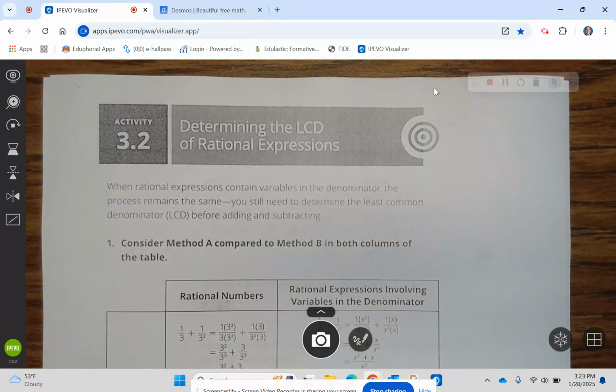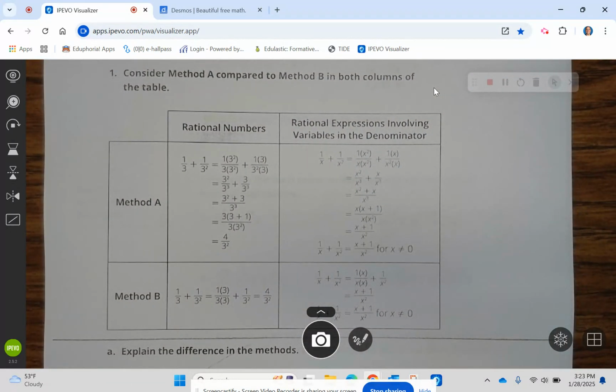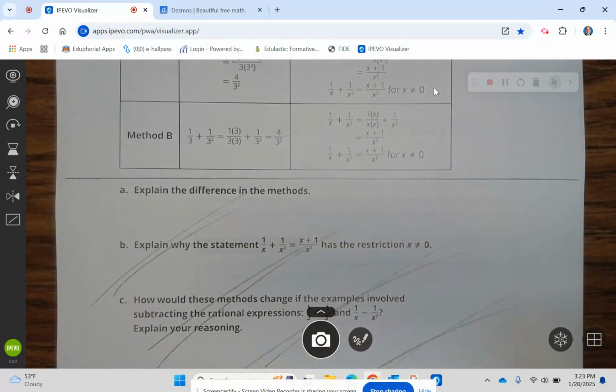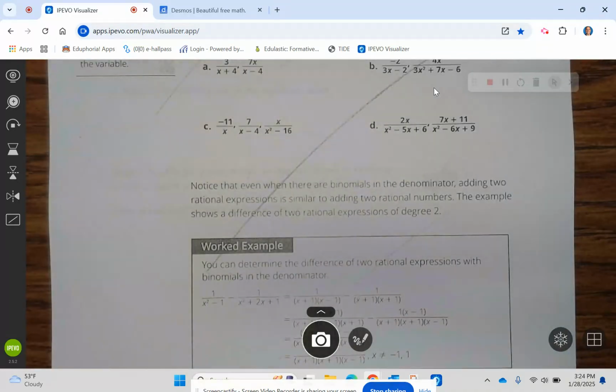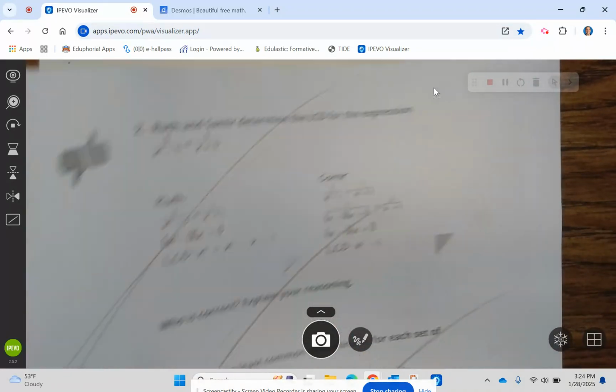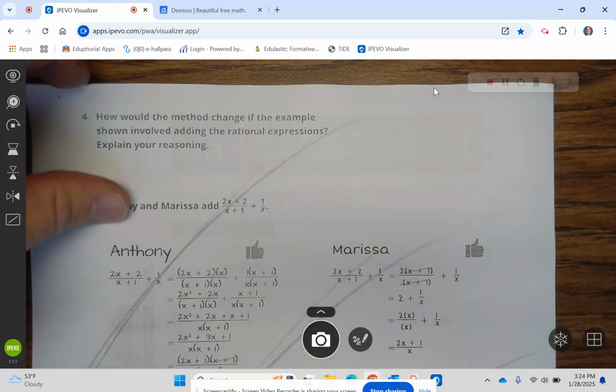3.2, determining the LCD of rational expressions. When rational expressions contain variables in the denominator, the process remains the same. You still need to determine the least common denominator before adding and subtracting. All right, go ahead and look over the table. Go ahead and mark out A, B, and C. Go ahead and mark out this page.